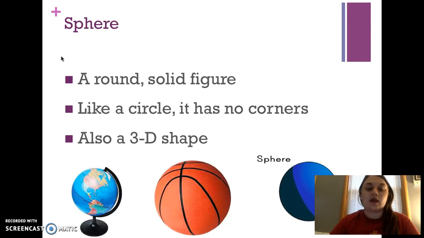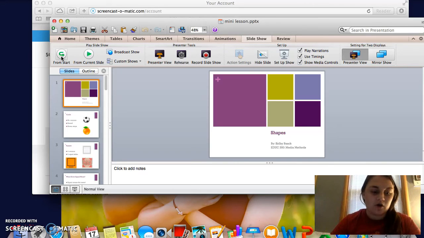A sphere is a round, solid figure. It is also 3D, and like a circle, it has no corners. So I put a globe, a basketball, and another sphere-shaped object to show that. And that is all I have for my lesson.